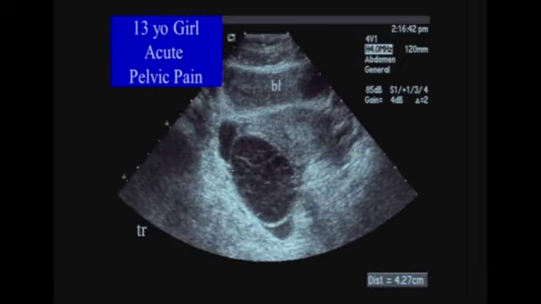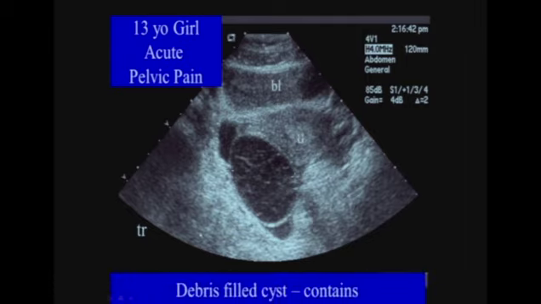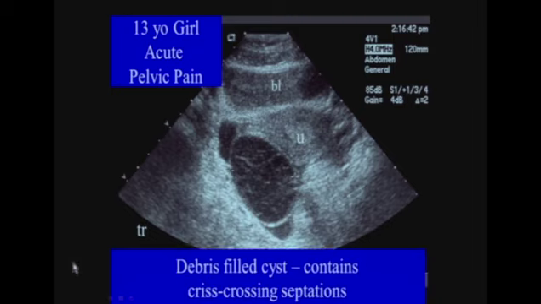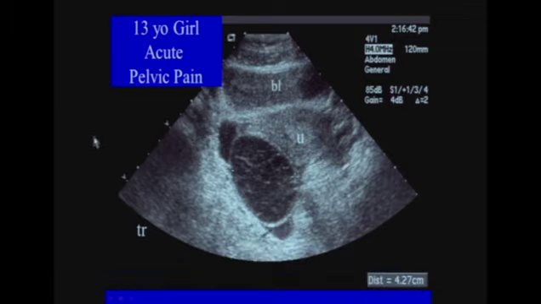This is a 13-year-old girl with acute pelvic pain. This is a transverse image highlighting the right adnexal area and the uterus. BL is the bladder, which technically you're seeing filled, but there was no debris in there. This is artifact. The debris-filled cyst that one sees on the right side contains crisscrossing septations and a little bit of free fluid anterior and posterior to it.